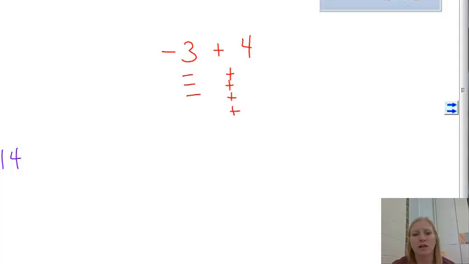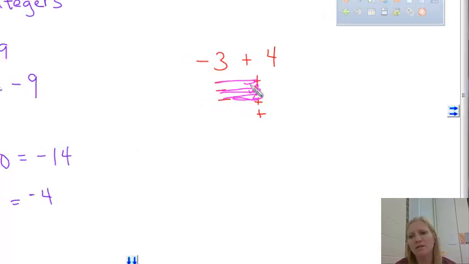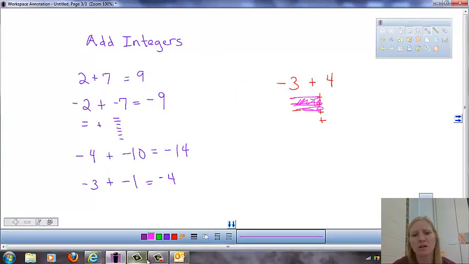Now here's the cool thing. The negatives and positives are opposite, so you can cross them off. These are all gone because they cancel each other. And what do you have left? You have 1 positive. It's just the same as when you have 1 positive and 1 negative.